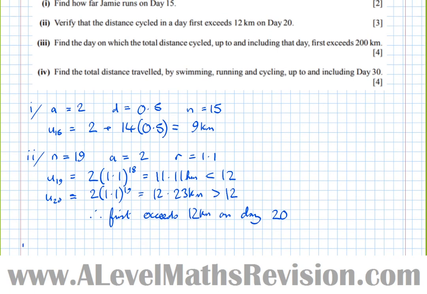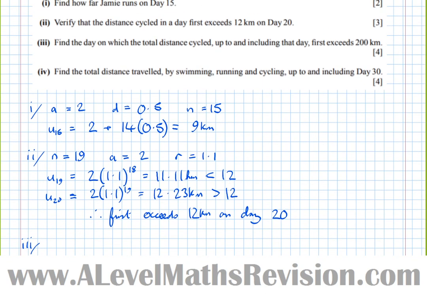Part 3. Find the day on which the total distance cycled up to and including that day first exceeds 200 kilometers. And there's the key word there, total. So that indicates what formula we're going to use. Have a go at that yourself. Take a couple of minutes. Write the correct formula down. Write the correct inequality down and try and solve it.